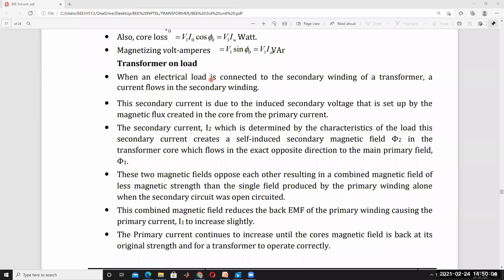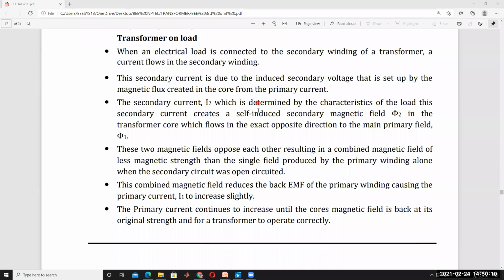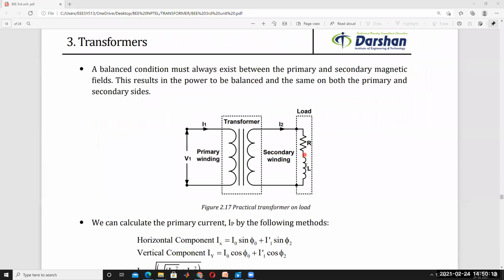When an electrical load is connected to the secondary winding of a transformer, a current flows in the secondary winding. Understood? If you are connecting the load in this manner, what happens? For example, a fan is connected. One load is nothing but a fan. If a fan is connected, it has to run, so it takes power from the supply.